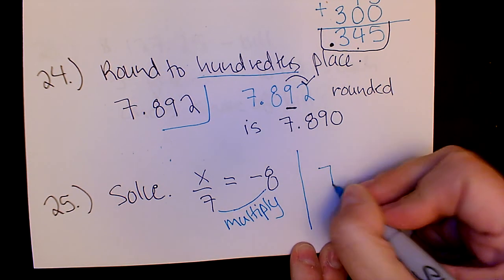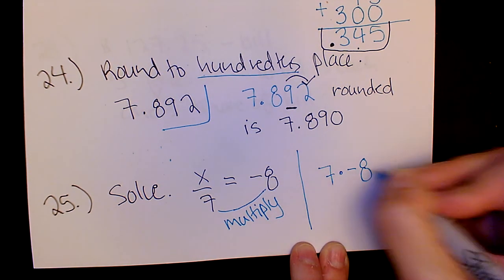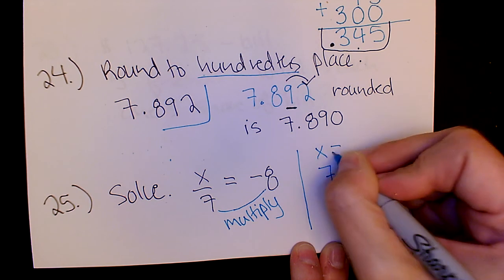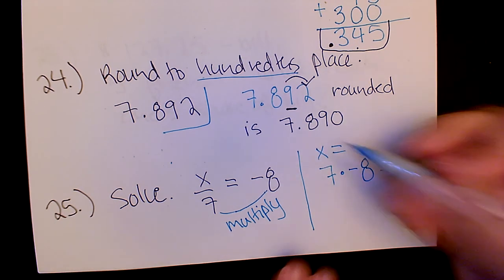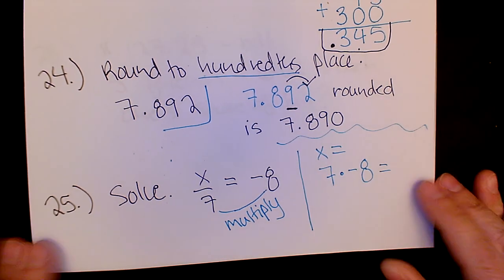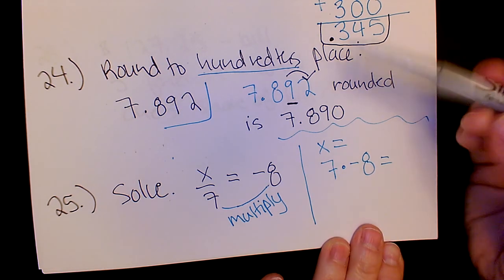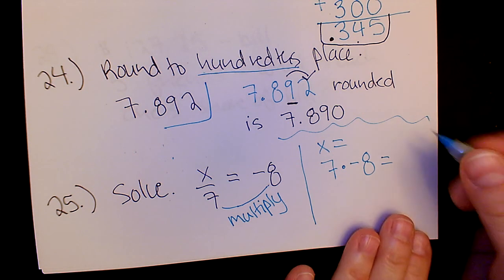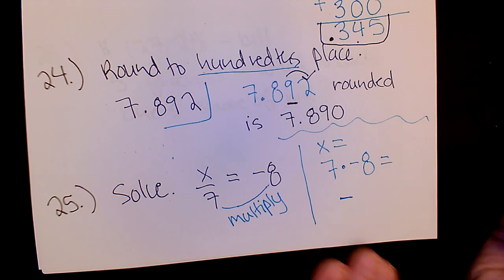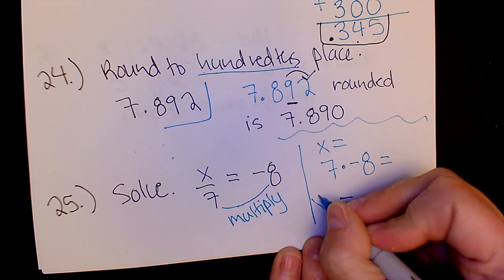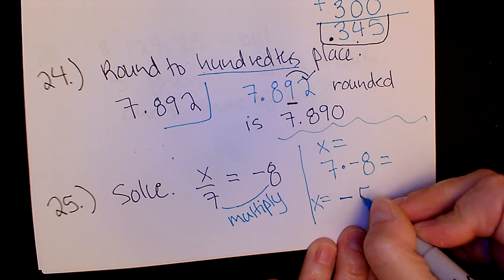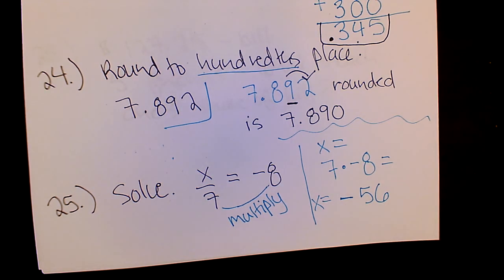So I'm going to multiply 7. Don't forget your x. A lot of people are forgetting their x's with their answer. So I'm just going to take 7 times -8, and when I have a positive times a negative, I know my answer is going to be negative. So x equals -56, and you're done.